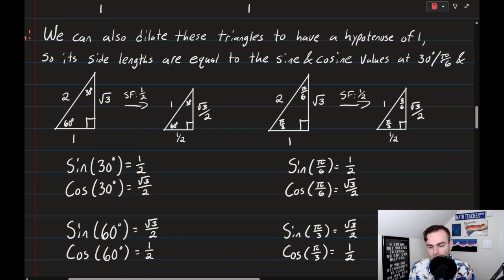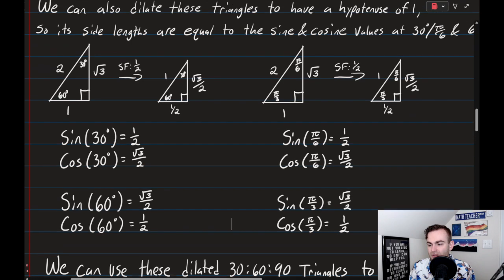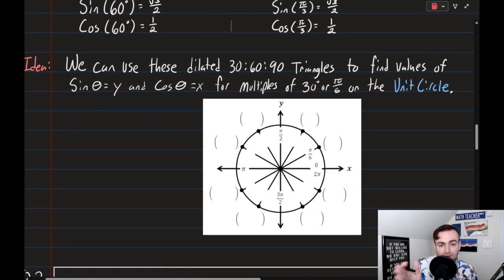And if I use my right triangle trig, I then get the sine of pi over 6 is 1/2, the cosine of pi over 6 is root 3 over 2, and then they switch for pi over 3. So sine is root 3 over 2, and cosine is 1/2. Quite nice, not bad. Again, we can increment these now on our unit circle, so that we have all of the increments of pi over 6 or 30 degrees.